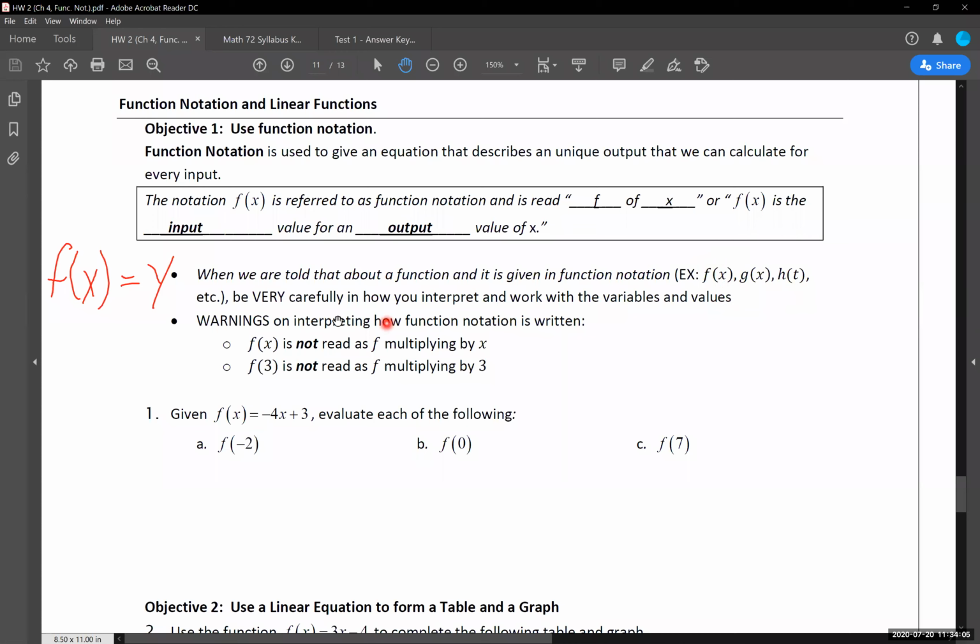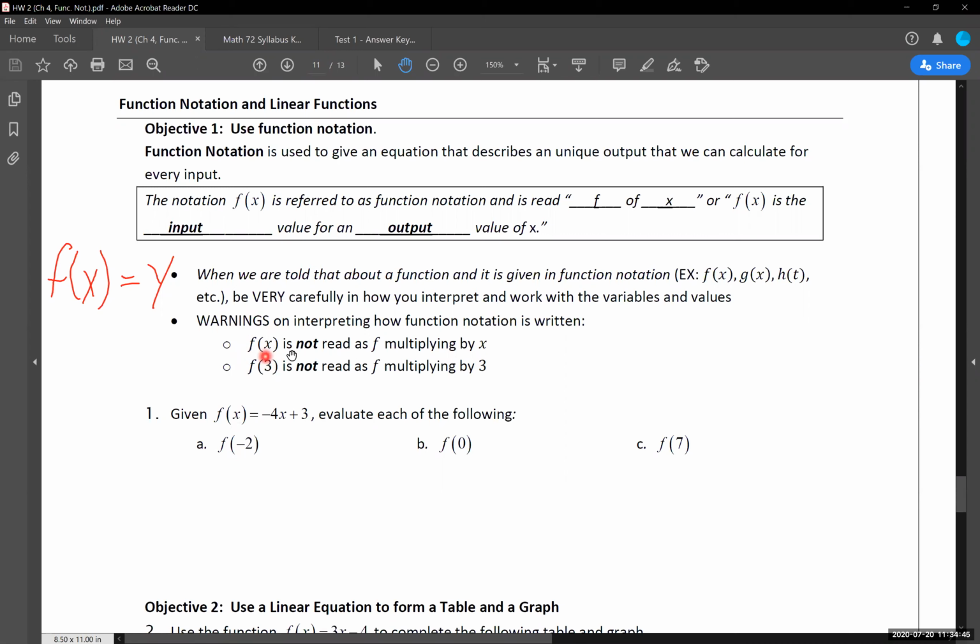A couple other warnings on how people can and do interpret these things, and these are incorrect. f of x is not read as f multiplied by x, nor do we treat this as a variable f times a variable x. I know up to this point we have used parentheses to denote multiplication, but now we are taking a step back from that. With function notation it denotes what our input value is for a function and finds that function's output value. We'll see some examples of that shortly.